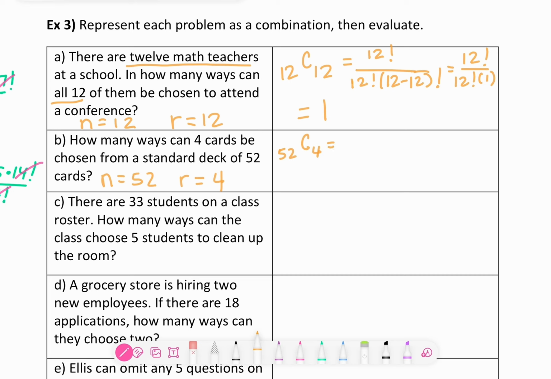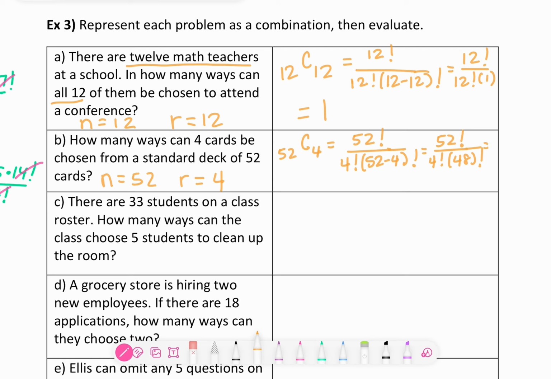So that's going to be your total factorial over your R, so 4 factorial, times the difference, 52 minus 4 factorial. Okay, so be very careful here. So we have 52 factorial over 4 factorial times 52 minus 4, which is 48 factorial. So we can still use our little trick, except we have that extra 4 factorial there. So don't forget about that.